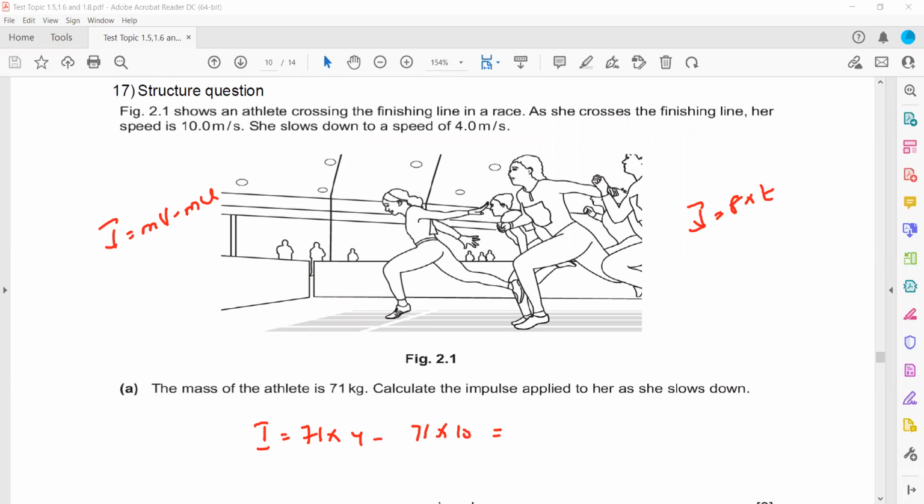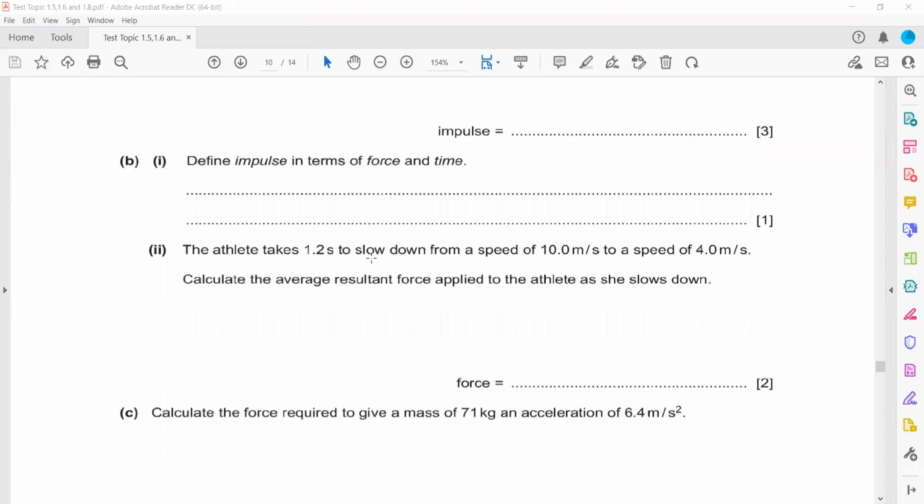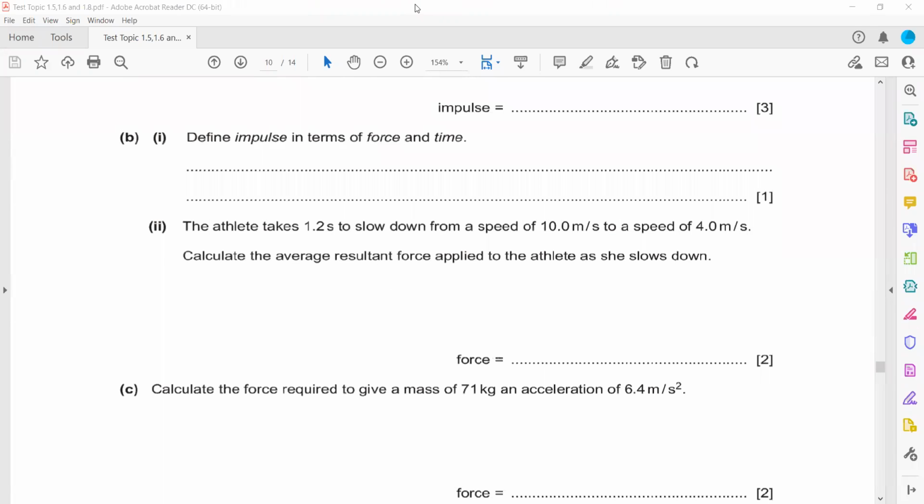When we simplify, it will give us a negative answer. The negative answer shows that the force is opposite, the impulse is negative, or the object is slowing down. So it is minus 430. If you just need the magnitude, and you write 430 Newton second or kilogram meter per second, that is right. Then define impulse. Impulse is the product of force and time.